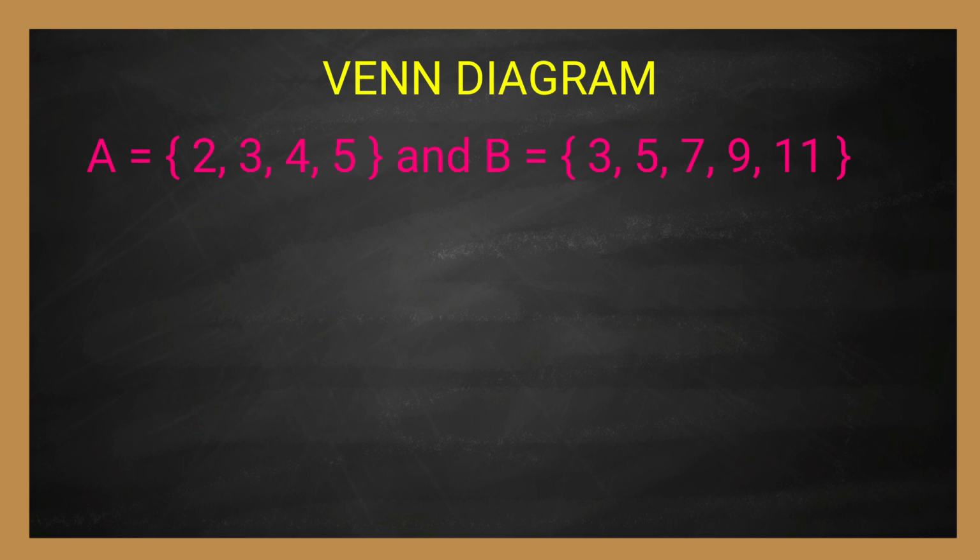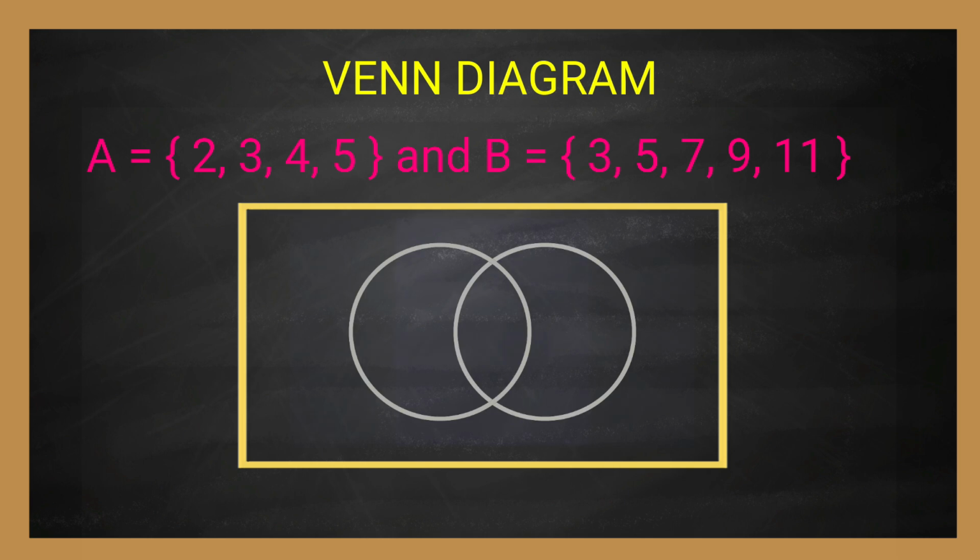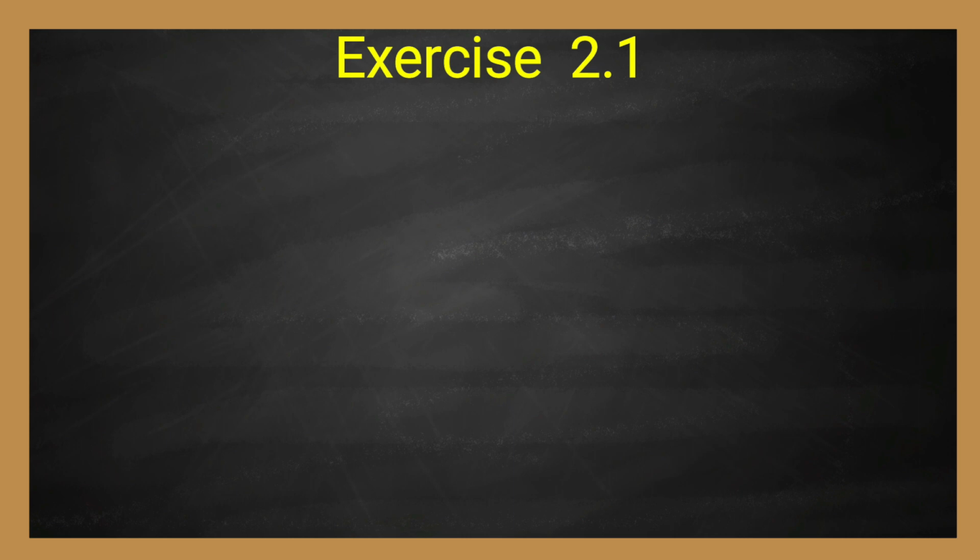Let us see. Draw a rectangle or square. In that, draw two circles intersecting each other and name them, one as A and another as B. Now, add the common elements in A and B in the common area, the remaining elements of A in area A, and the remaining elements of B in area B. It is said to be a Venn diagram. Now let us jump into exercise 2.1.